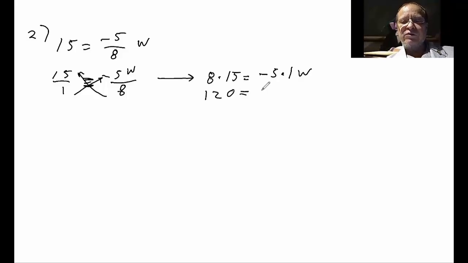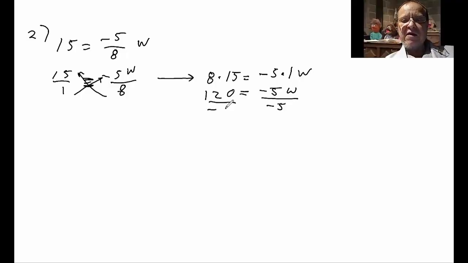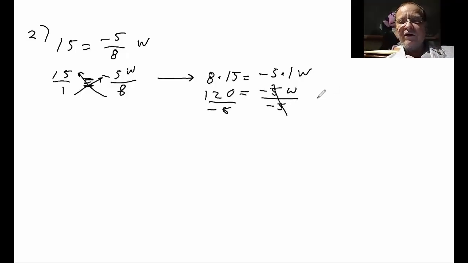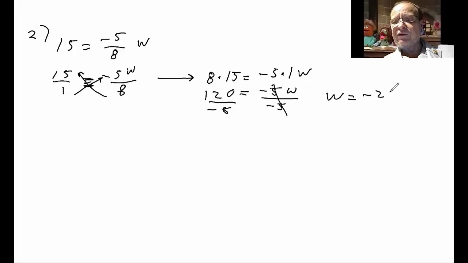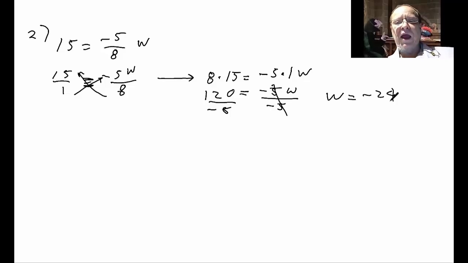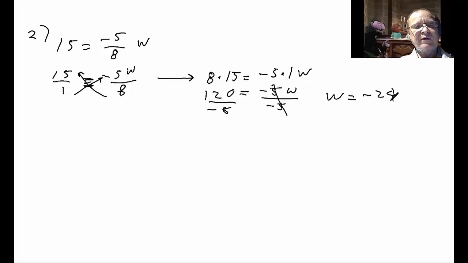And that's equal to negative 5w. And then I just solve for w and find that w is equal to negative 24. Now, of course, you can go back and check it if you would like.